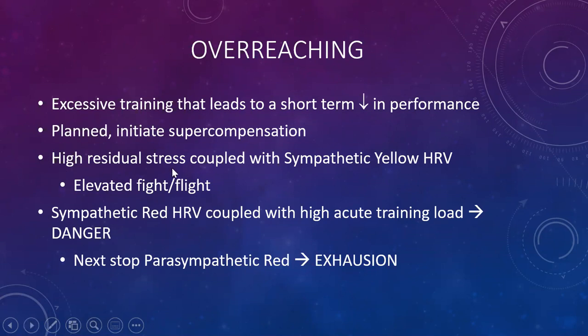So the residual stress here is going to be coupled with sympathetic yellow in my HRV. We've been talking about sympathetic yellow, HRV. So when we're looking at HRV, we have green, yellow, red. We have sympathetic and parasympathetic. Sympathetic means fight or flight. Parasympathetic means rest. In overreaching, my athletes are in an elevated fight or flight phase. And when they're doing 2 or 3 hard days in a row, that's going to be acceptable. The problem is going to arise when we start to see a pattern of sympathetic yellow, when we start to see 2, 3, 4 days of sympathetic yellow. Now my athlete is deep into overreaching, and that's a sign to a coach that it's time to dial it back.